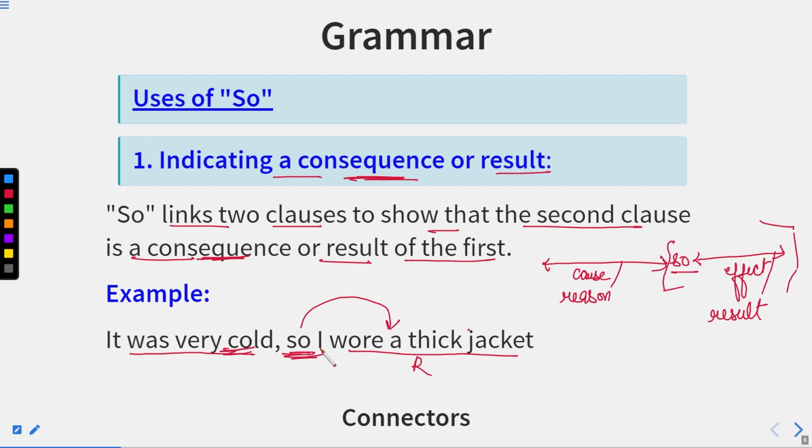Now if I add because to this particular sentence, what will happen? I can say I wore a thick jacket because it was very cold. So it was very cold is actually the cause, which is shown by the word because, the cause denoting connector, whereas so is the result denoting connector. So I can rewrite that sentence using so. The meanings will be the same, but the difference is that so will emphasize the result part, whereas because will emphasize the cause part. That is it. Now let us move to the next one.